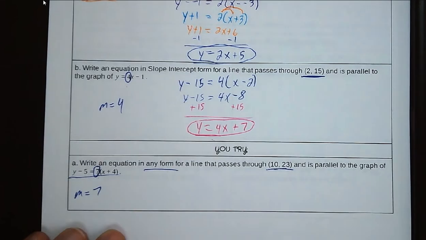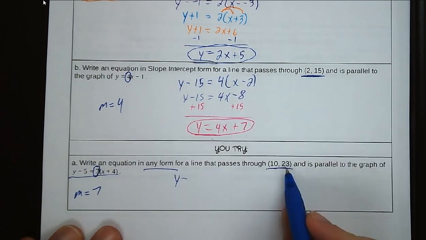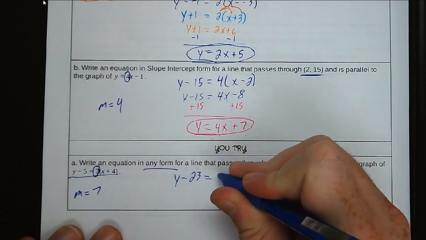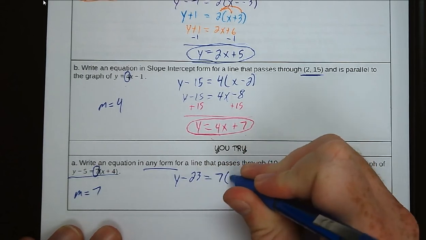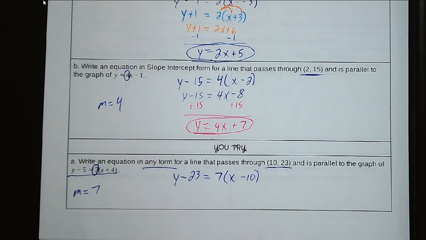Now we need to write this, and it says any form. So the easiest form we can do is point-slope form. So we have y - 23 = 7(x - 10). Since it said any form, we can just leave it like that. We don't have to do anything else. No need to convert it to slope-intercept.